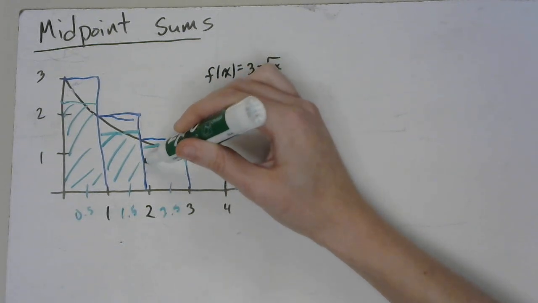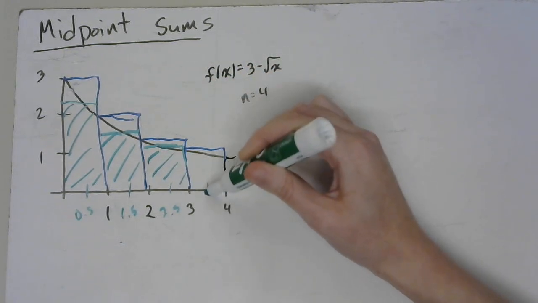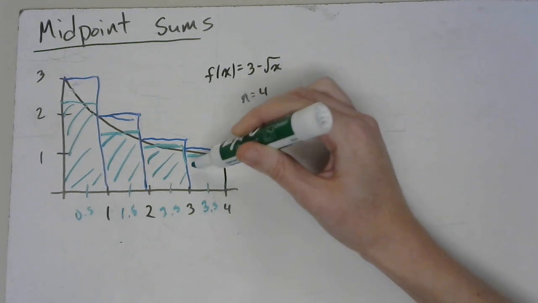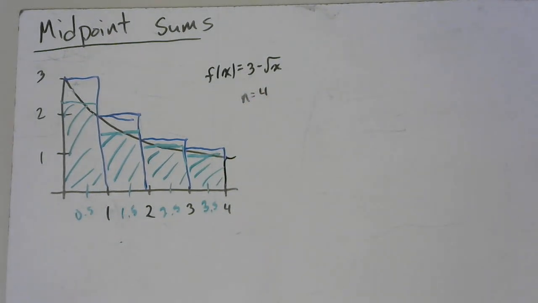That would be roughly that. And then over at 3.5, we would have that rectangle there. We could add all of those together and get an approximation for our sum.